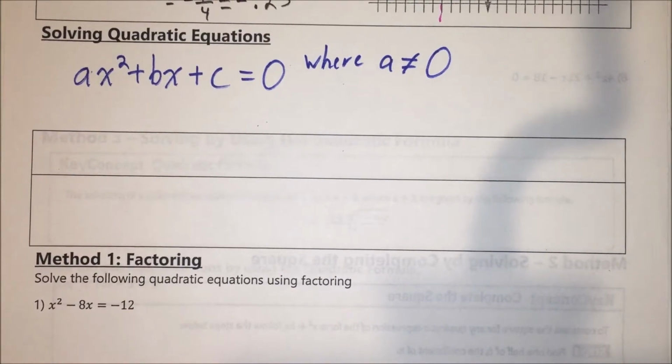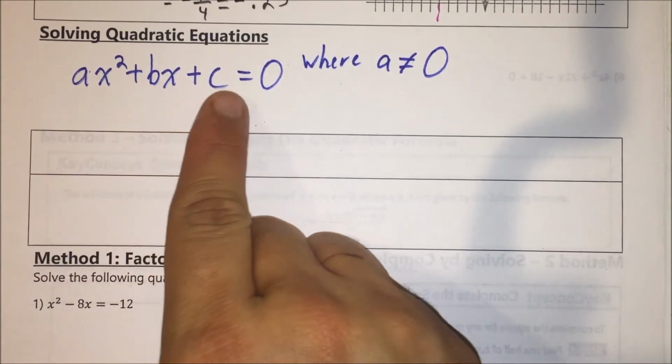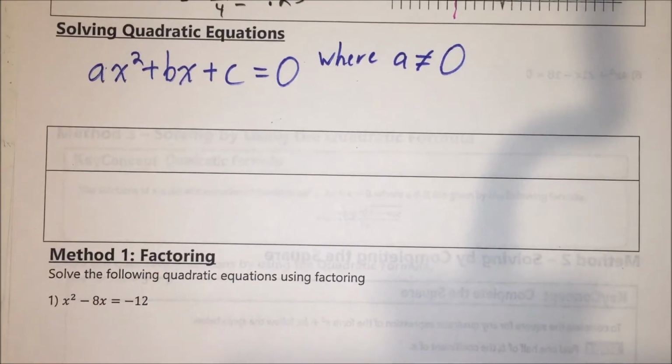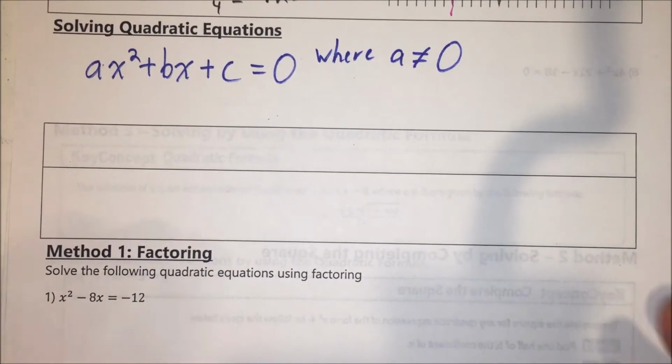So we're going to learn how to solve this, or basically all that means is that we're finding the x values of this function that make this equation equal to 0. Okay, so we want to know where the x values are that would make it equal to 0. And why would we want to do that?